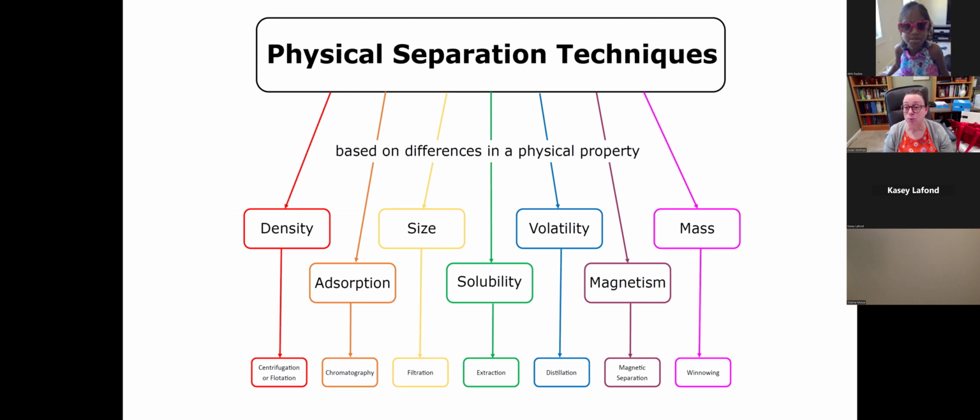But density is one way we can do it. Some things float and some things don't float. So by putting all of our mixtures of recyclables in a big pile of water, some of the plastics are going to float, and we're going to be able to scoop those off the top. Our glass is going to sink to the bottom, and we'll be able to collect those from the bottom. Magnetism, we can separate out some of our metals that way.